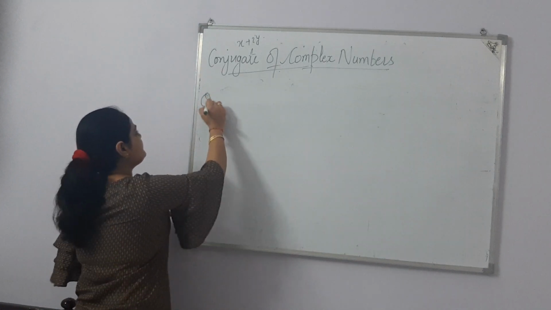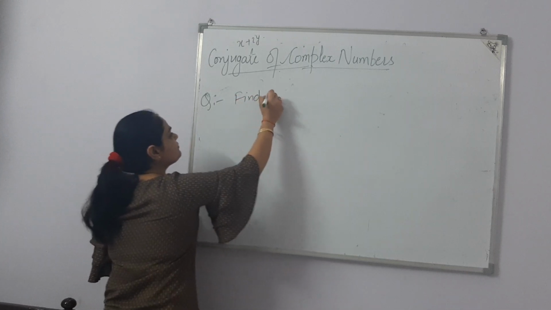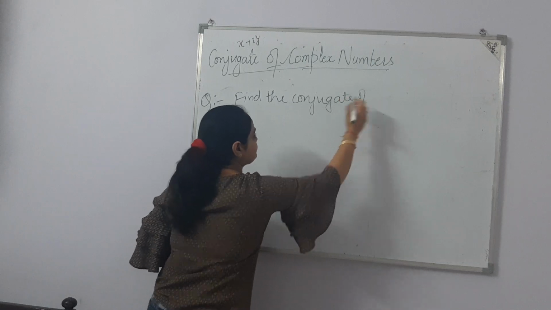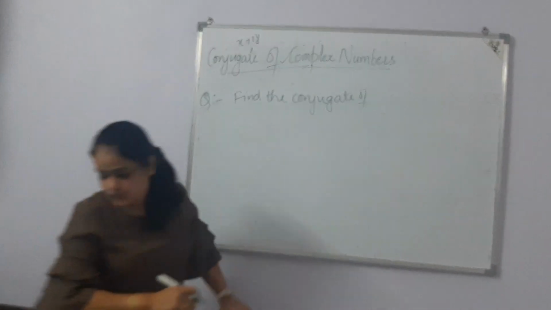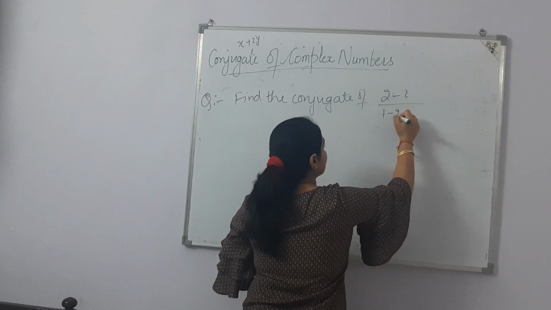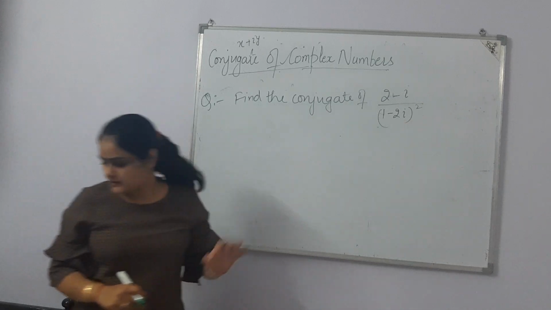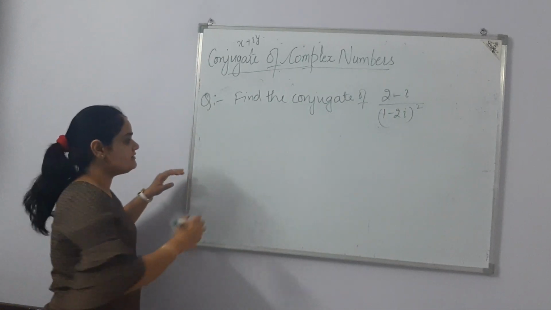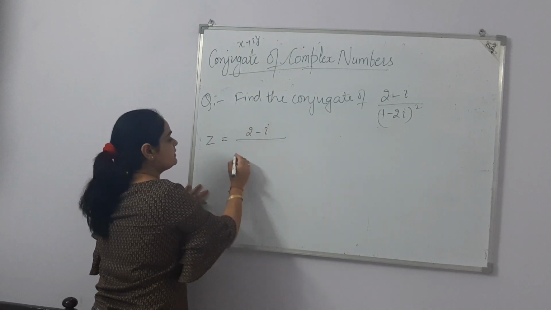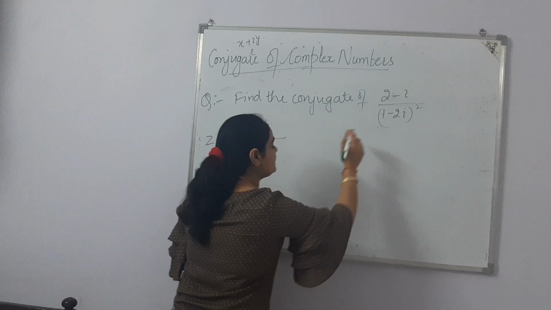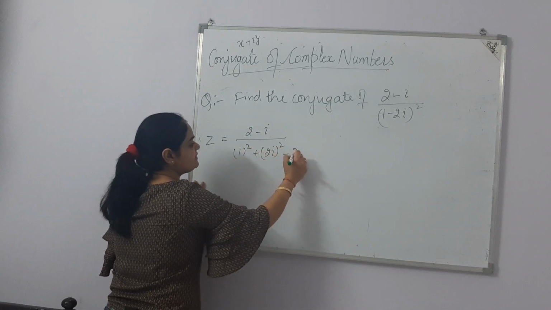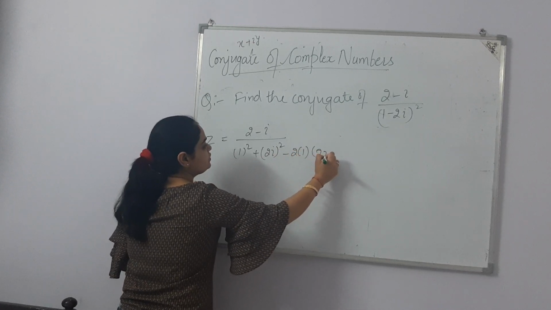Okay, let's take an easy question. Find the conjugate of 2 minus iota upon 1 minus 2 iotas whole square. It is 2 minus iota and 1 minus 2 iotas whole square. Again, in denominator, this is your z. There is a formula which is applicable, a minus b whole square, it is a square plus b square minus 2 into 1 into 2 iota.